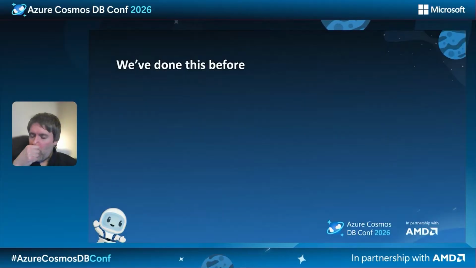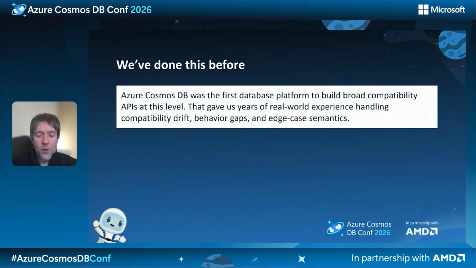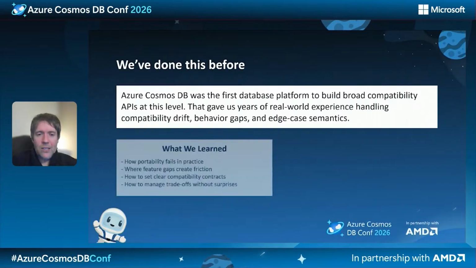So you might be wondering at this point, why would we be crazy enough to do something like this? And the answer is, of course, we've done this before. Those of you who are familiar with Cosmos DB, Azure Cosmos DB was the first database platform to build broad compatibility APIs at this level. Those of you who've used the MongoDB API, Cassandra API, Table API, Gremlin API, and so on. These were compatibility APIs sitting on top of Cosmos DB, providing the surface area of a different database on the same platform. So this gives us years of real-world experience handling compatibility drift, behavior gaps, edge case semantics, etc.